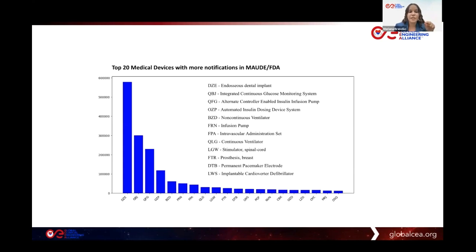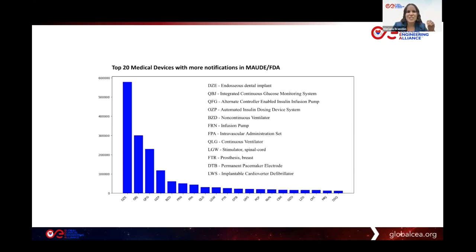Here is the data about the year 2025, okay? For example, we have the endosseous dental implant, in second the integrated continuous glucose monitoring system, alternative controller enabled insulin infusion pump, automated insulin dosing device system, non-continuous ventilator, infusion pump, intravascular administration set, continuous ventilator, spinal cord stimulator, breast prosthesis, permanent pacemaker electrodes, implantable cardioverter defibrillator. So we have many different medical devices. And here we have the top 20 medical devices with the most notifications in 2025. And here we can see a lot of different medical devices used in home care environments.